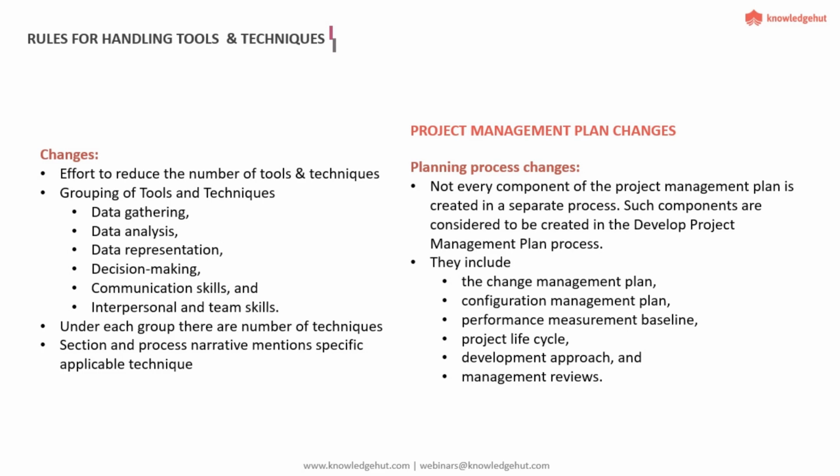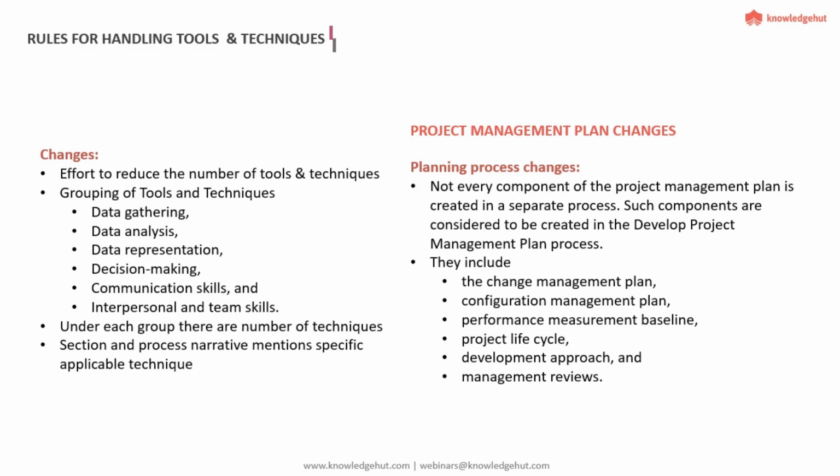Some changes with regards to the project management plan also. If you remember, there are 10 knowledge areas: scope, time, cost, quality. Now we don't call it time anymore, we call it schedule. And then we have resources, project resource management, project communication management, risk management, procurement management, and stakeholder management.